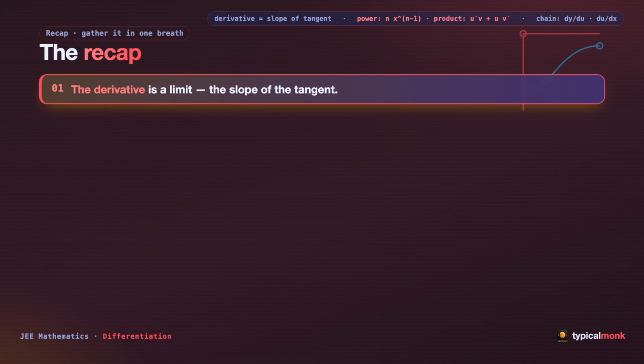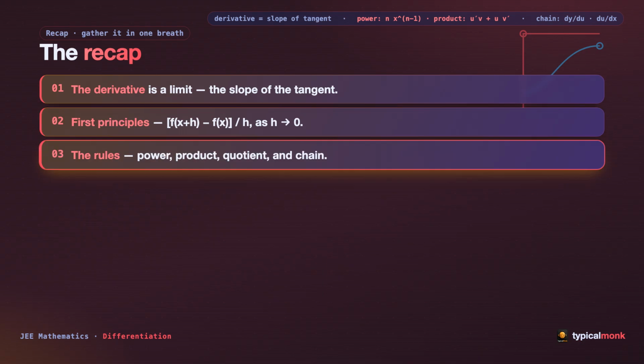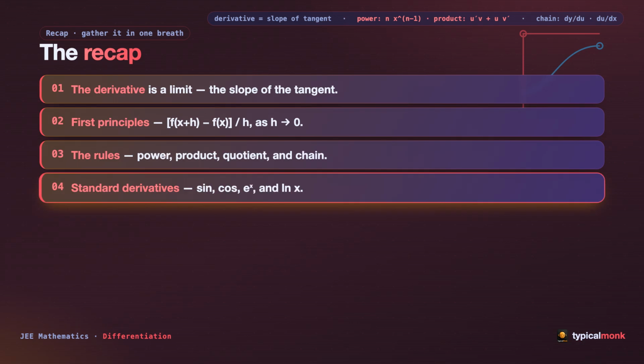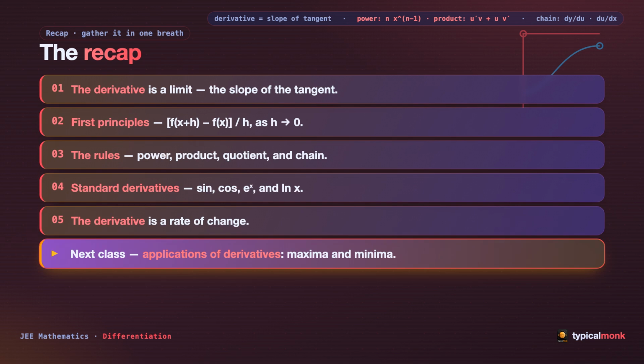Let us gather it all in one breath. The derivative is a limit, the slope of the tangent. From first principles, f of x plus h minus f of x over h as h tends to 0. The rules: power, product, quotient, and chain. The standard derivatives: sine, cosine, e to the x, and the natural log of x. And the derivative is, above all, a rate of change. Next class, the applications of derivatives, maxima and minima.